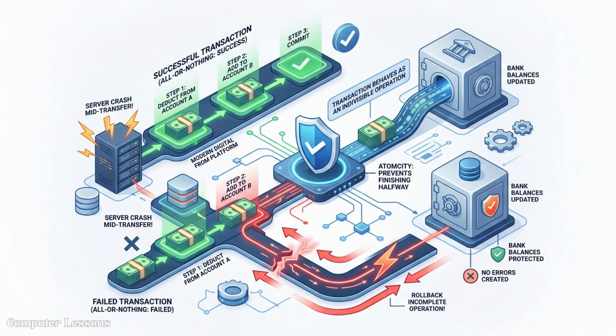Atomicity guarantees that a transaction behaves as an indivisible operation that either succeeds or fails, to prevent transactions from finishing halfway in the system. If a server crashes mid-transfer, Atomicity rolls back the incomplete operation to protect bank balances and prevent the creation of errors.